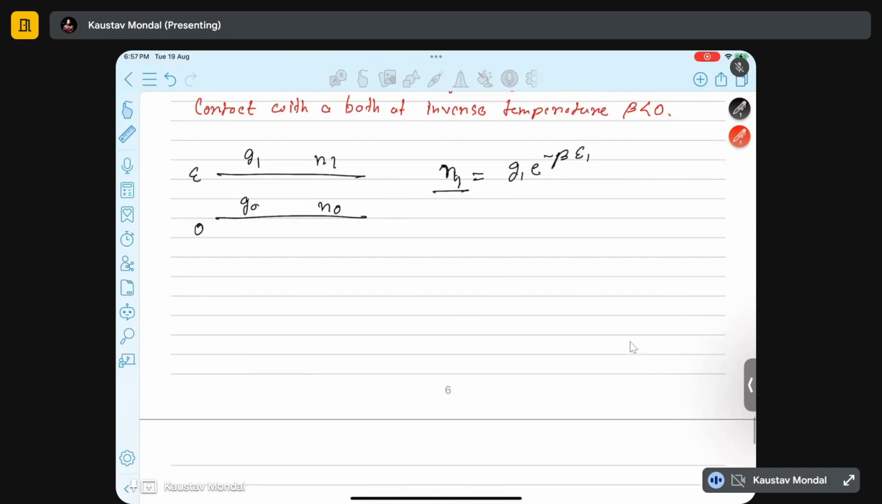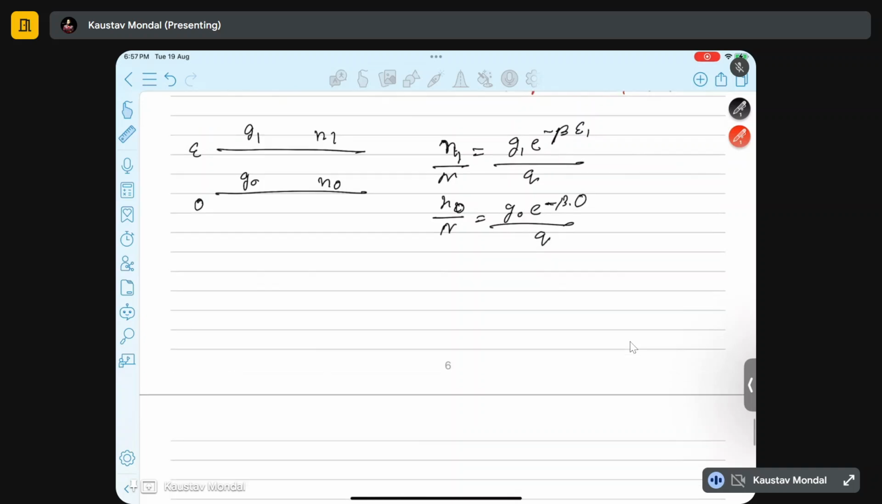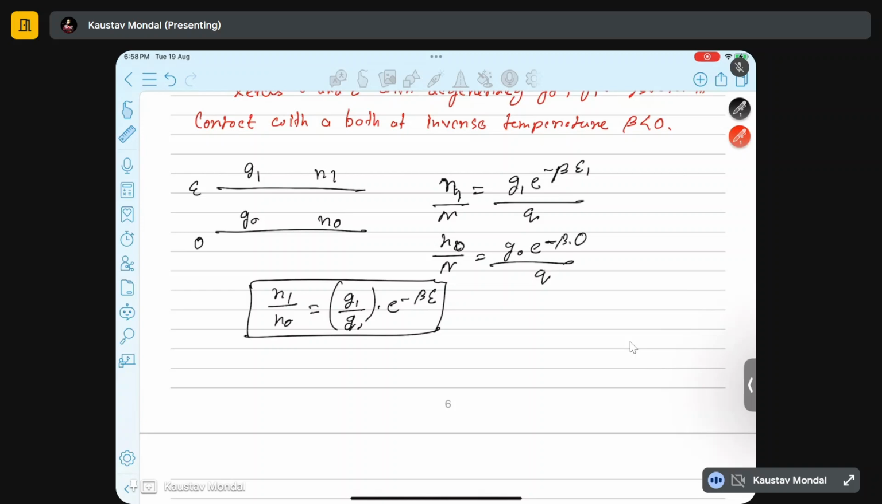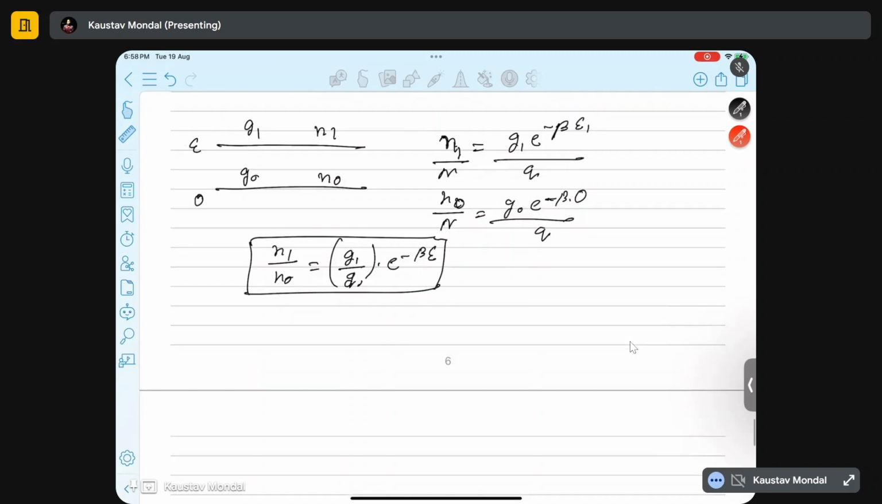So N1 by N, where N is the total number of particles, is basically this. Similarly, N0 by N is basically G0 into e to the power minus beta into 0 by Q. So that means N1 by N0 is G1 by G0 into e to the power minus beta epsilon. This is the expression of N1 by N0. That means the fraction of particles in the first excited state to the fraction of particles in the ground state. Okay, this is basically the fraction.